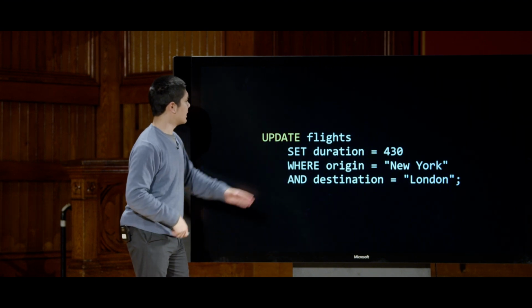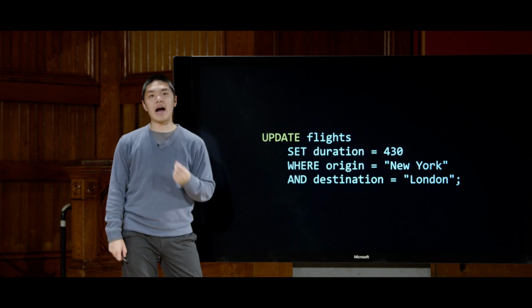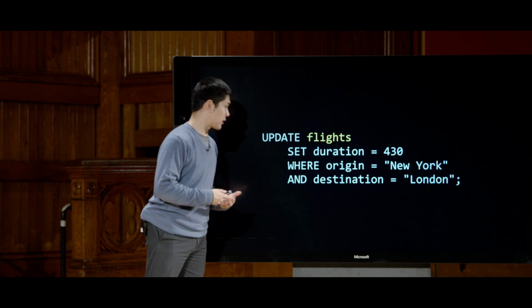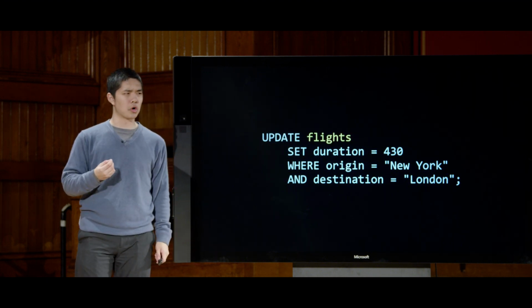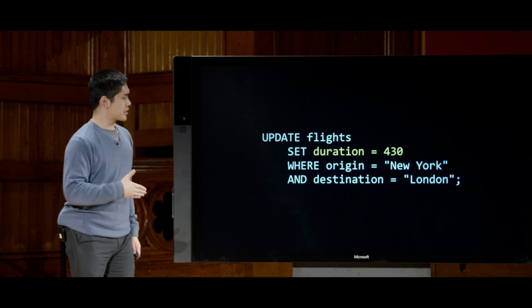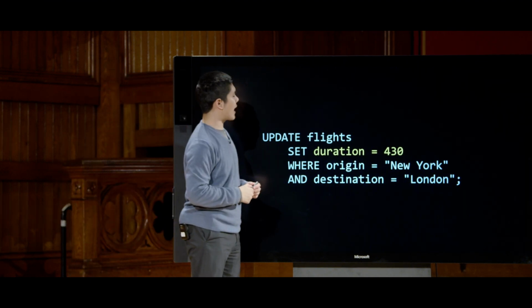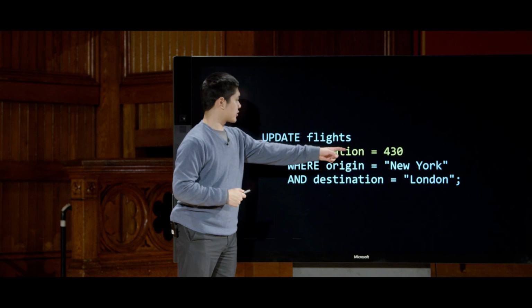But here what I've said is use the update keyword to say I would like to update a table. What table would I like to update? I'd like to update the flights table. And then what would I like to do? Well, I'd like to set the duration equal to 430. So whatever the value of duration happens to be right now, change it to 430.